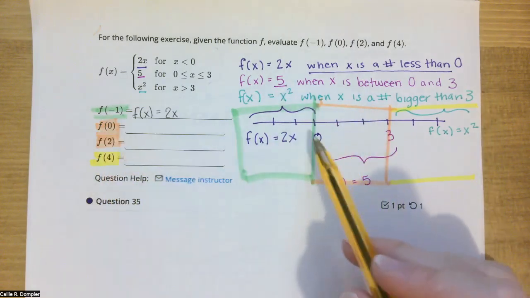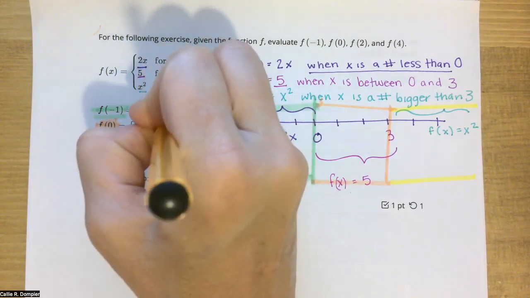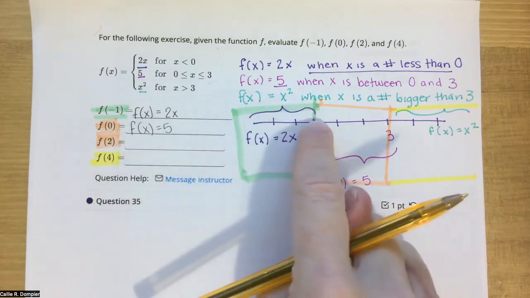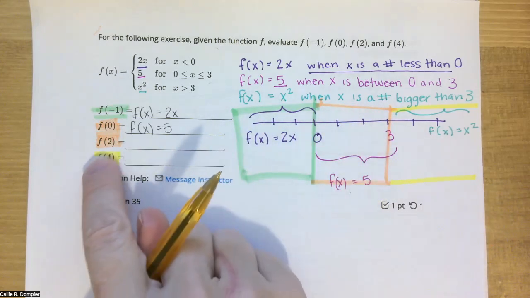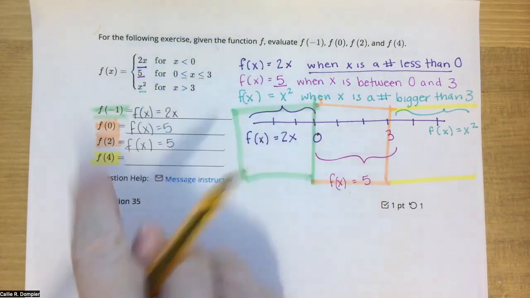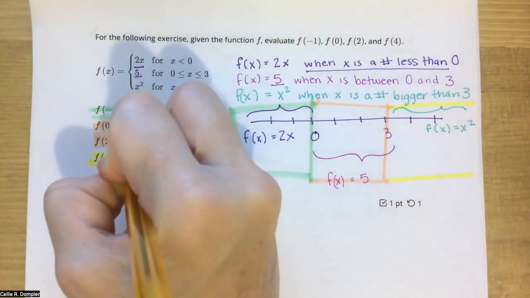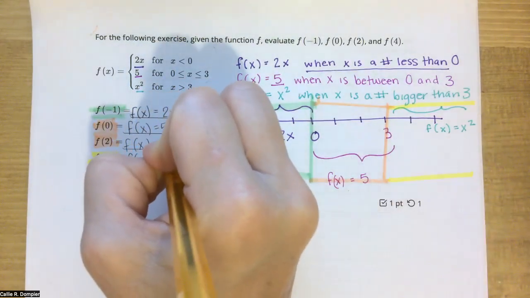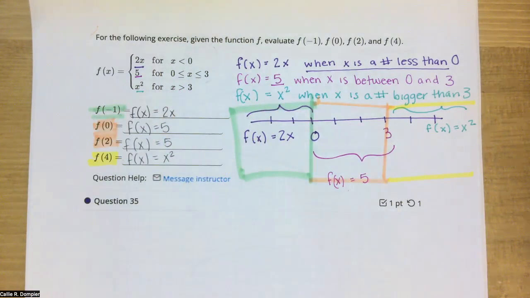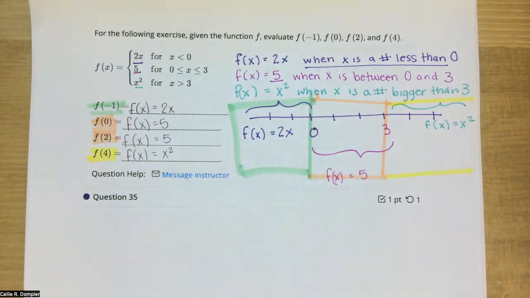F of 0, that's between 0 and 3, so that's f of x equals 5. And honestly, we're done. There's nothing to substitute. It's just 5. F of x is always 5 for all of these values. Same here. 2 is right here. F of x is 5. F of 4 is now over here. So f of x equals x squared. We're not done, but we did decide, are we using 2x, 5, or x squared for each of these terms we need to evaluate, okay?